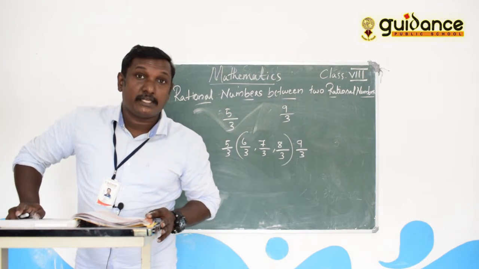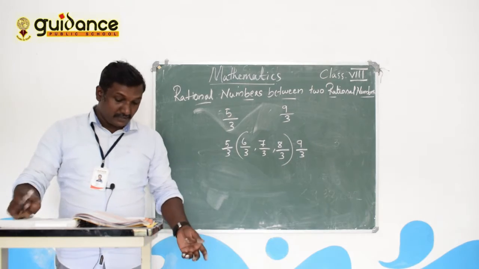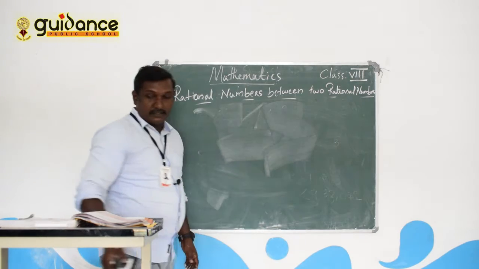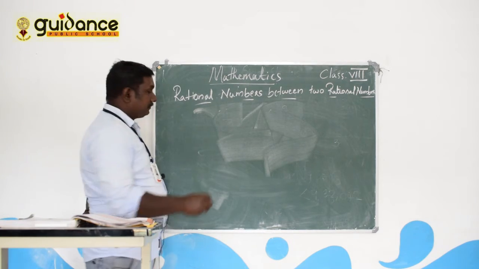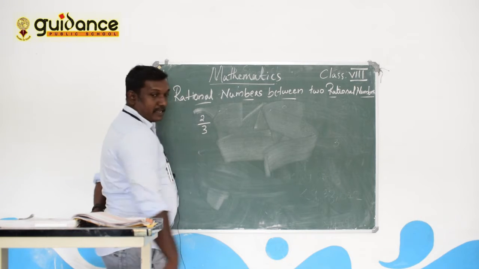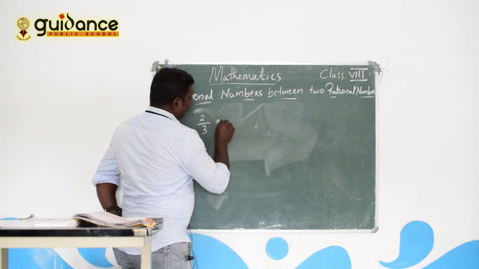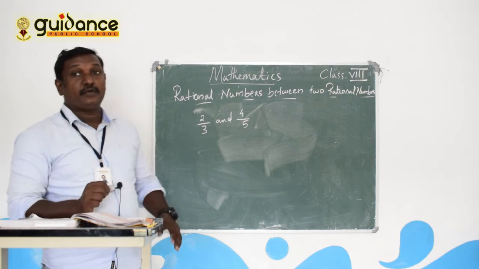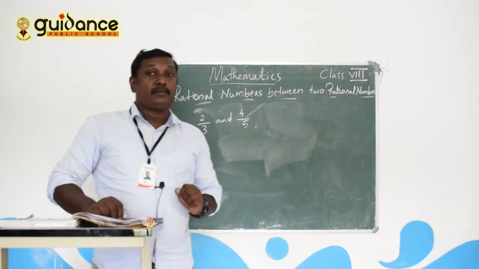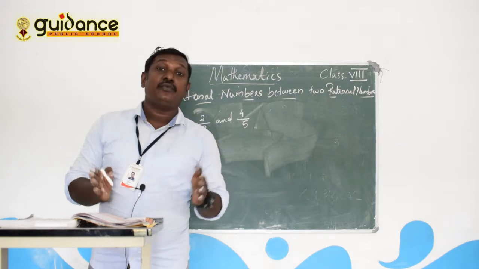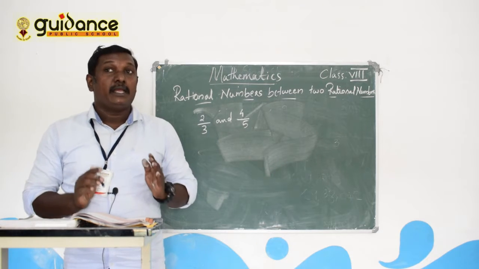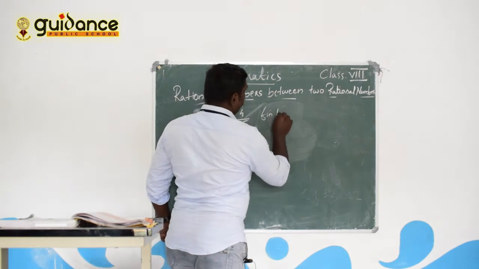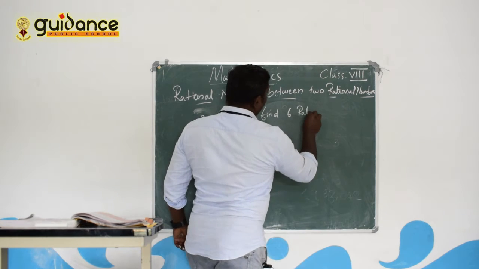But if the denominators are different, then how can we identify the numbers in between? For example, 2 by 3 and 4 by 5. Here we have to find out 6 rational numbers in between them. There are infinite rational numbers in between them, but here we have to find out only 6. So find 6 rational numbers.